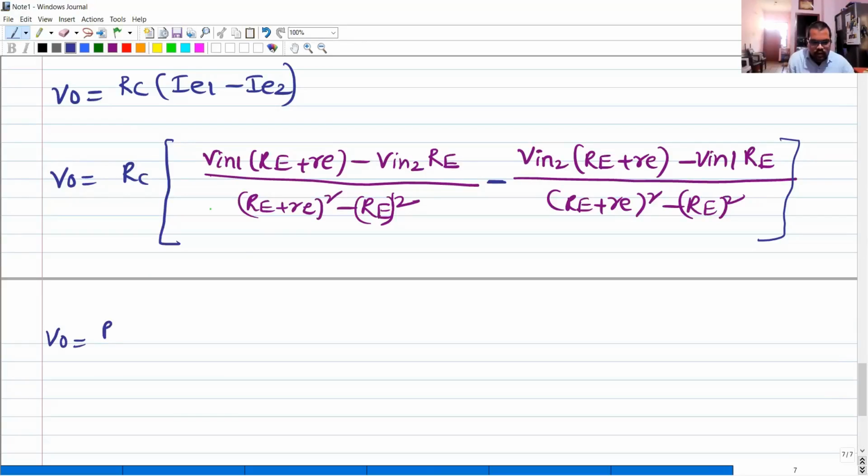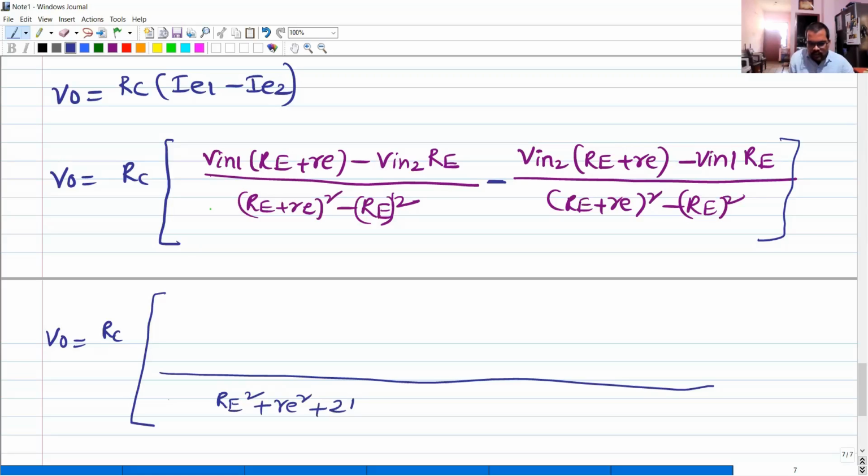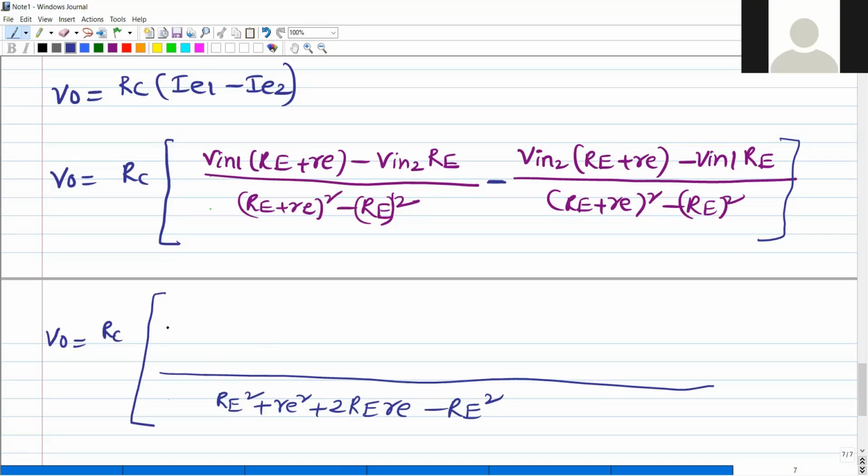V0 is equal to RC into, what is the denominator? The denominator is common. Yes or no? Yes, sir. Expand the denominator. A plus B whole square. RE square plus RE square RE plus 2 RE minus RE square. Now in this one, this RE will be cancelled.